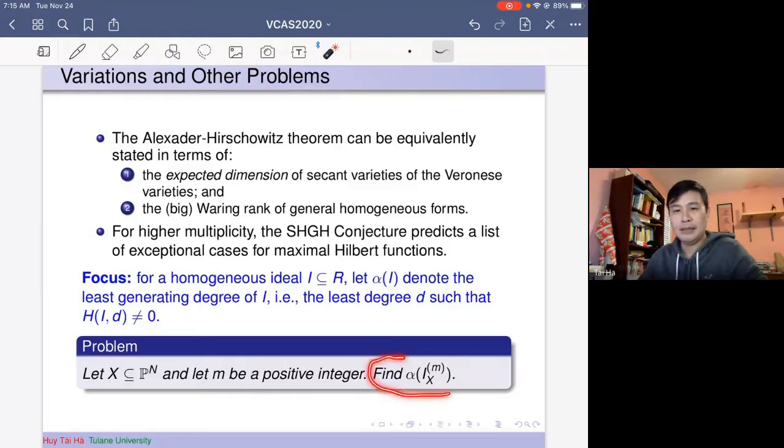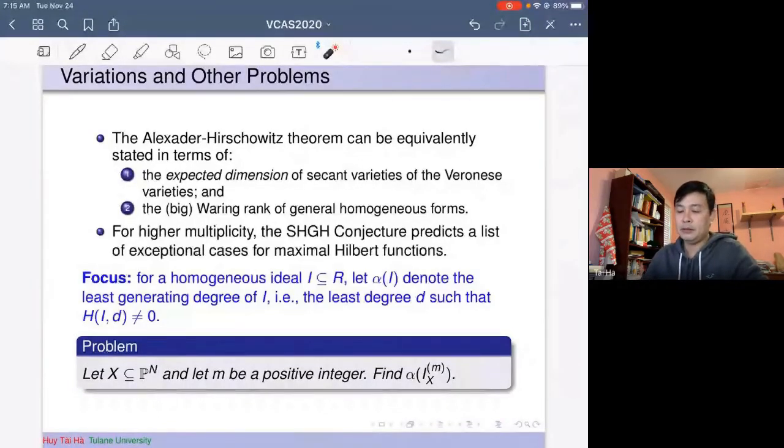a collection of points and a multiplicity, what is the least degree of a homogeneous polynomial that vanishes at those points with order at least m? So this problem, even though it is the simplest case of the polynomial interpolation problem, is still a very difficult problem.